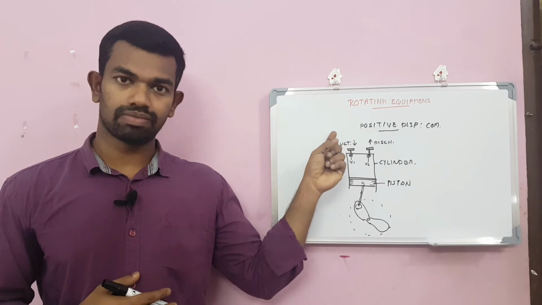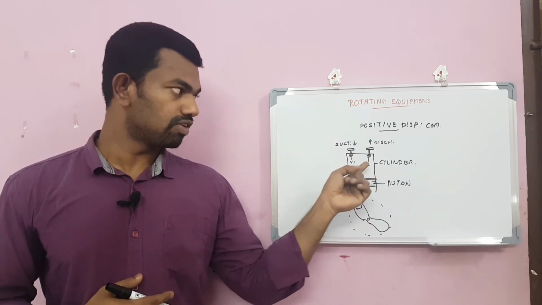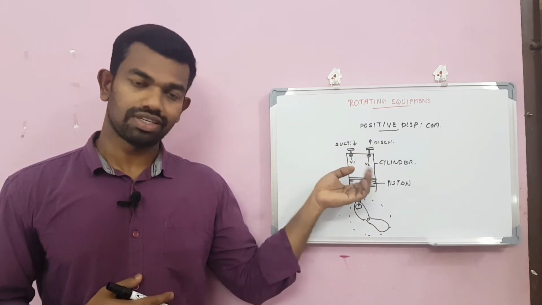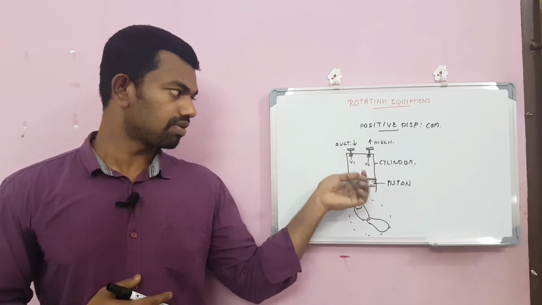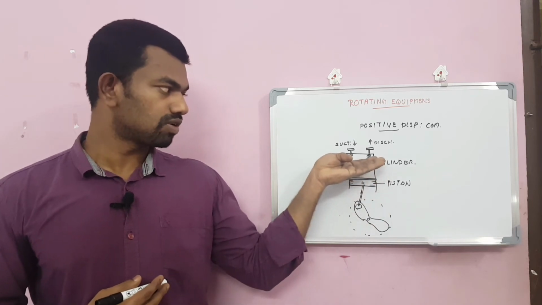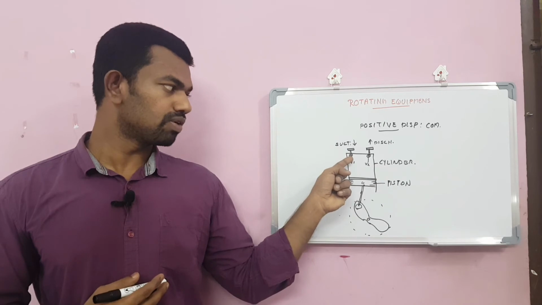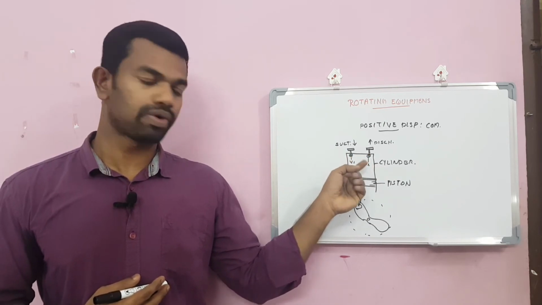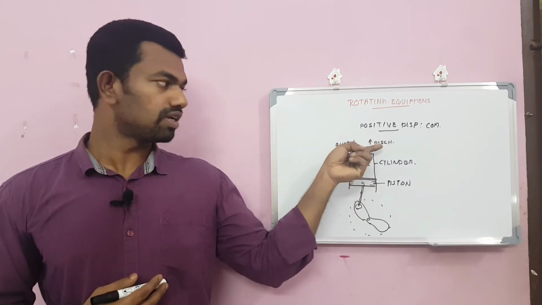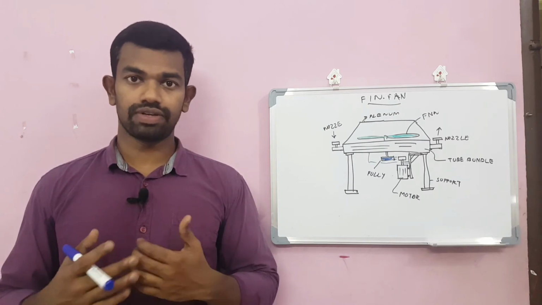The intake gas enters from the suction. The compressed gas will go through the discharge. During suction, the piston is coming down and valve V1 will be open. Once it strokes upward, the gas will be compressed. During compression, V1 will be closed and V2 will be open. So the gas will be compressed and flow through the discharge nozzles.